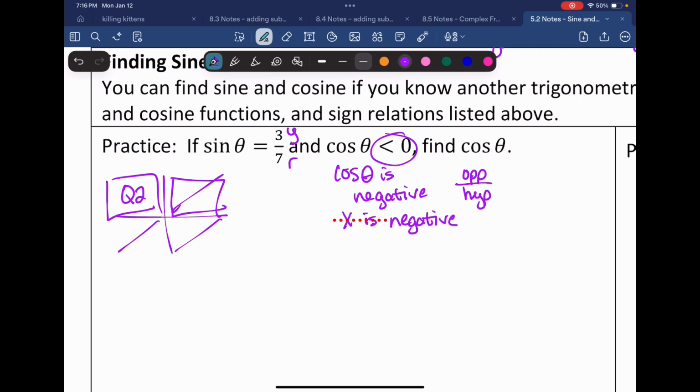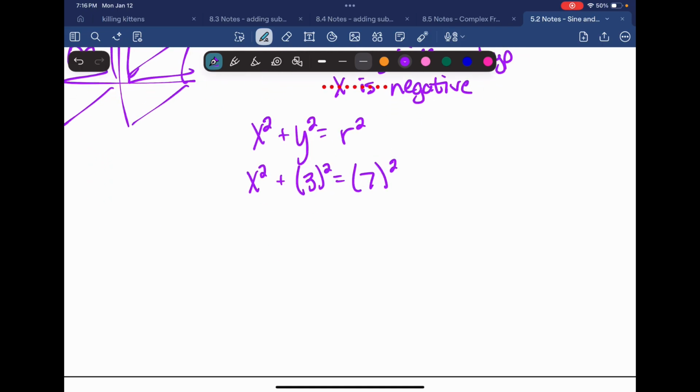So let's consider how we're going to solve for that x coordinate. Well, x squared plus y squared equals radius squared. I don't have the x. I do have the y. It's 3. I also have the radius. It's 7. I can solve for x now. Square root.